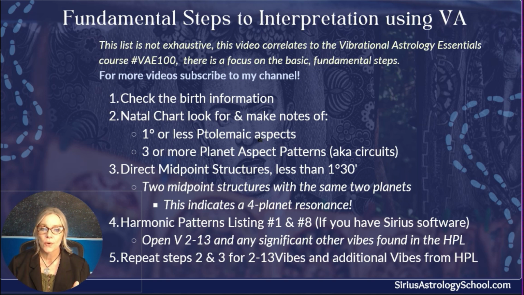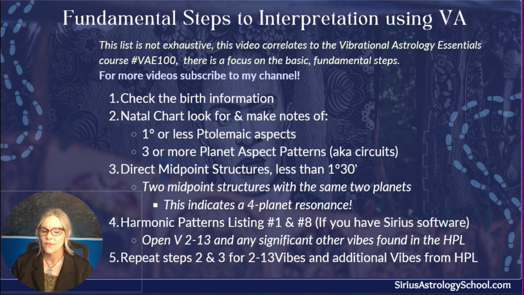So we're looking for Ptolemaic aspects of 1 degree or less. And then we're also looking to see if any of these Ptolemaic aspects make what we call a pattern or a circuit. Pattern and circuit are used interchangeably here. Very simply, it would be something like a grand trine, which would make a 3-planet circuit or pattern within that chart. And we would want the orbs to be a degree or less in this circuit or pattern.